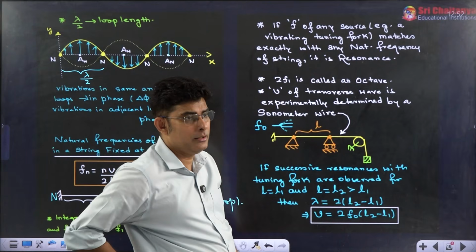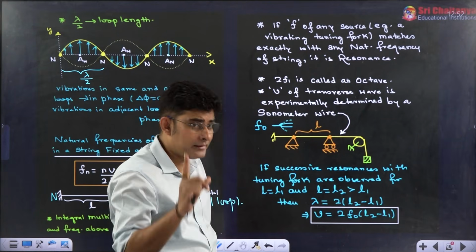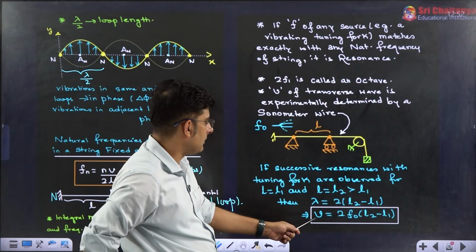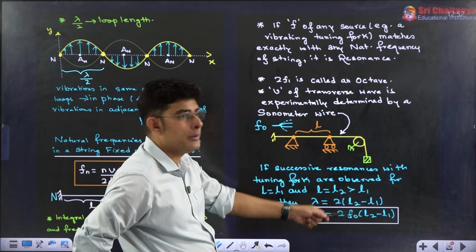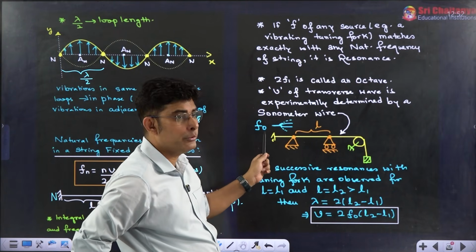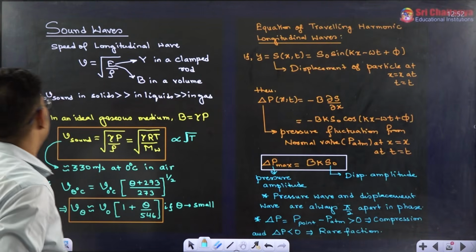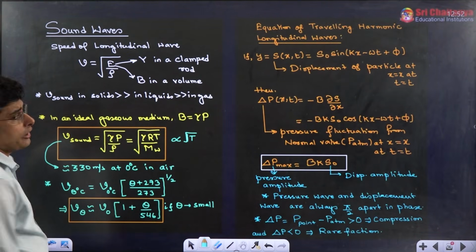2F0 (L2 minus L1). So direct questions can be asked: if successive resonances are observed for lengths L1 and L2 of the string, the speed of the wave will be 2F0 (L2 minus L1). F0 is the frequency of the tuning fork, which will be known to us. Clear? Next, sound waves. Sound waves are longitudinal waves.